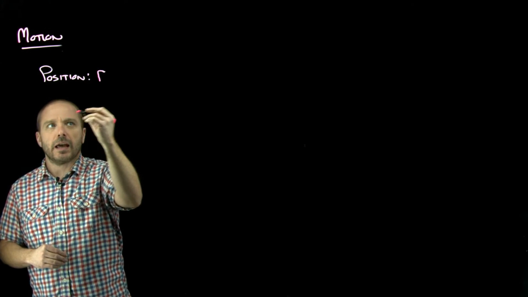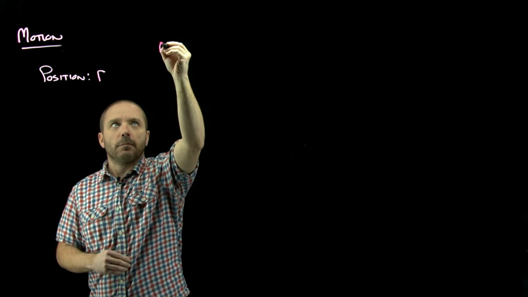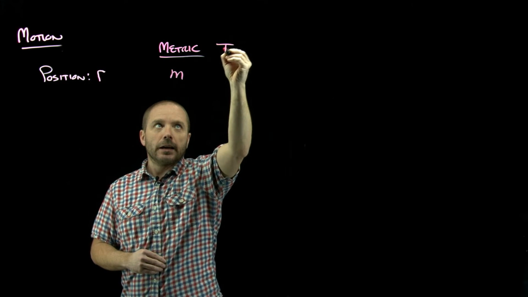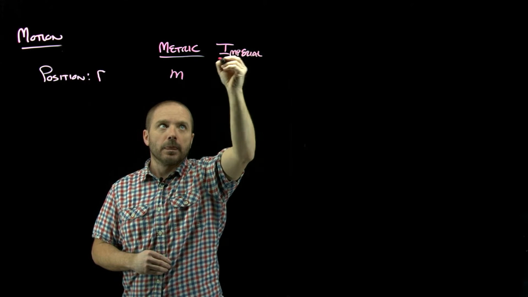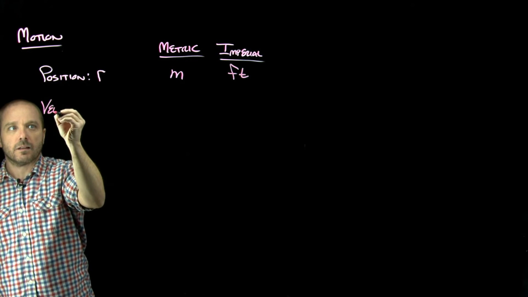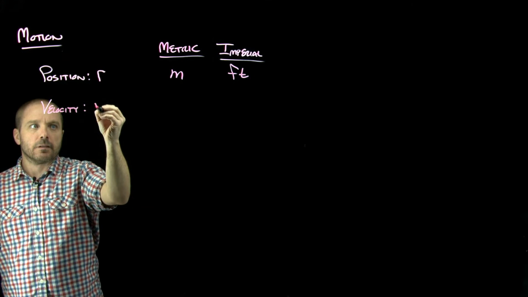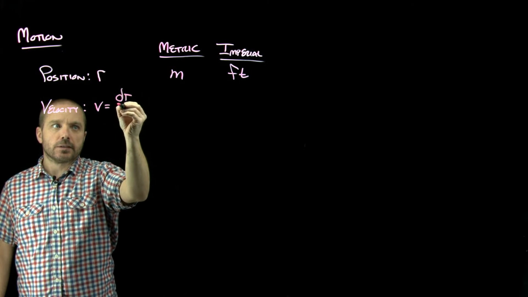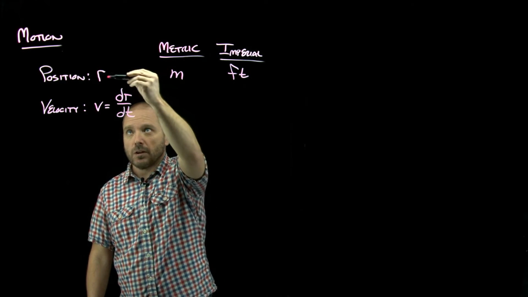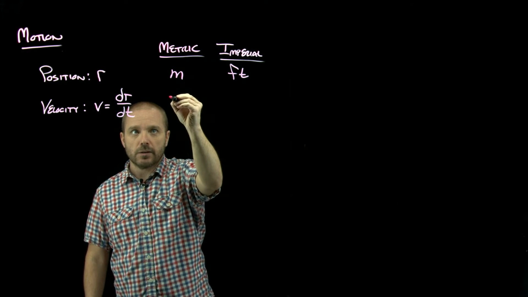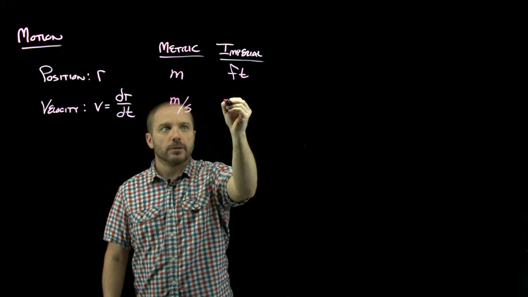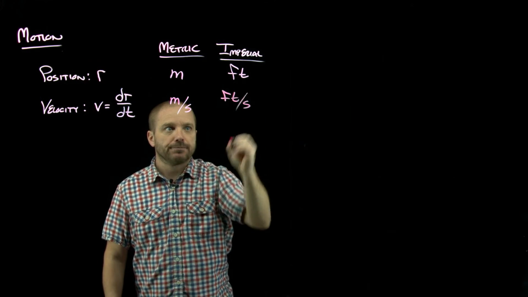And then we had, for our units, in metric, the standard unit is a meter, and in the imperial system, a foot. And then we saw velocity, v, which is the time rate of change of position. So the rate at which you're moving is your velocity. So this involves change in r with change in time. So meters is the r, and seconds is the time. And in the imperial, it's feet per second.